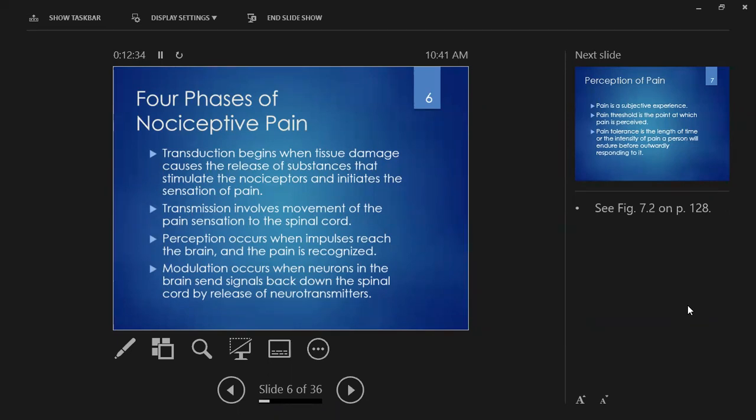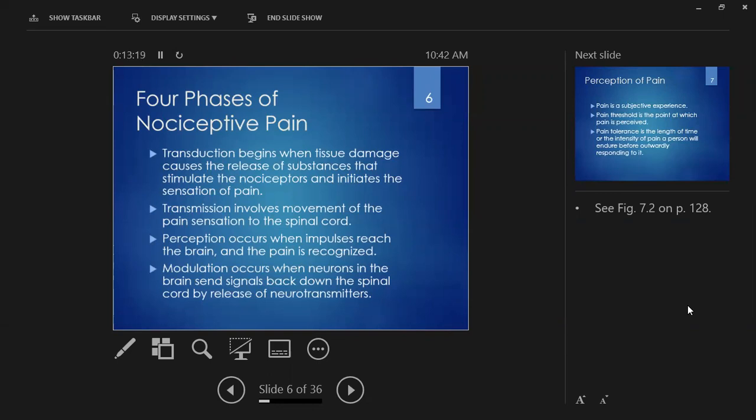The second phase of nociceptive pain, transmission. That pain sensation is moved from those nociceptors to where? The spinal cord. The spinal cord, that's right. So ultimately our goal is to get to the brain, to tell the brain that we're in pain. So right now, the transmission phase is where we go from the nociceptors in the area of injury to the spinal cord. Perception is when the pain sensation moves from the spinal cord to the brain. It reaches the brain and the brain says, hey, this is painful, right?